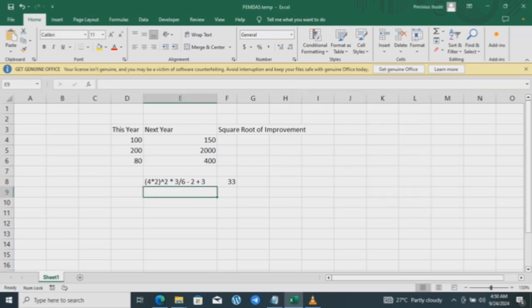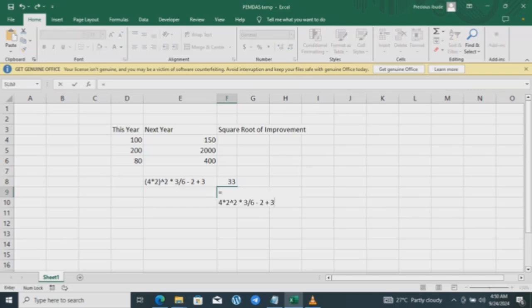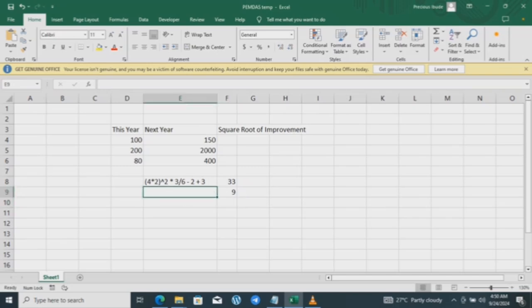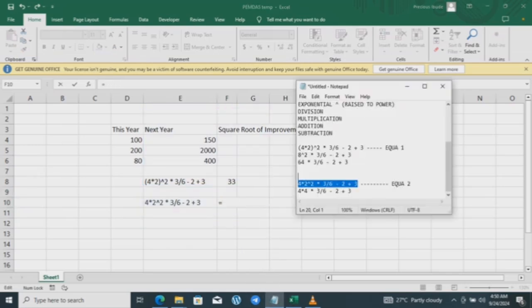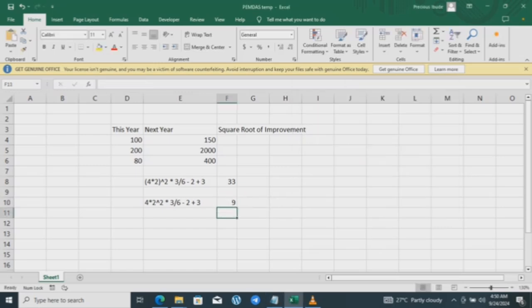Now let me bring it into Excel. If you copy that formula here and press enter, you get 9. Let me copy equation two again and paste it here. You get 9, and you're wondering what the difference is. This is equation one, this is equation two. The only difference is that this one had a bracket, and this one didn't.